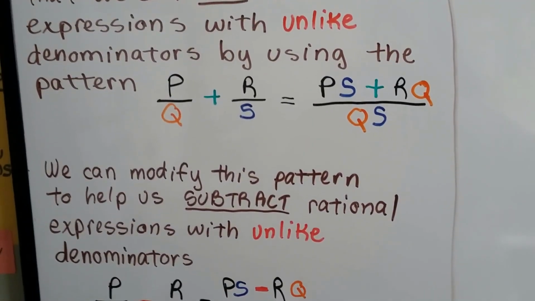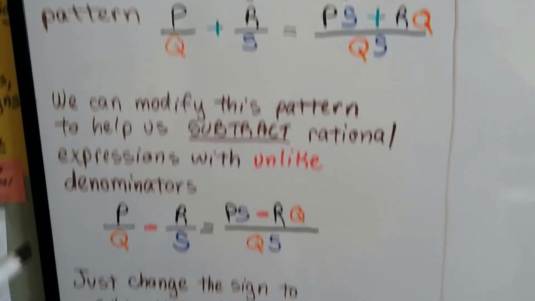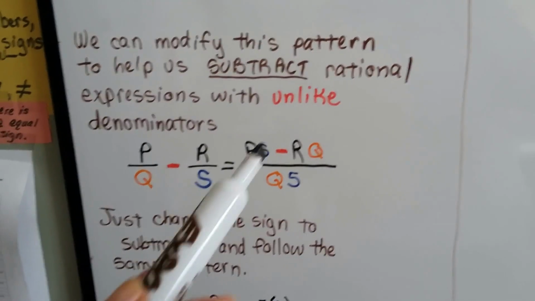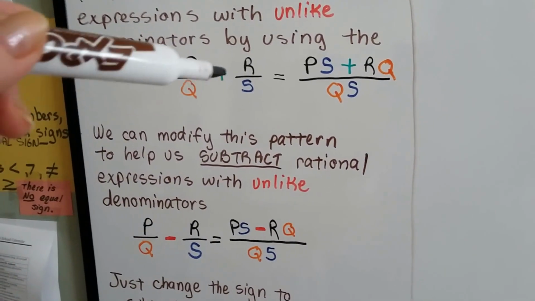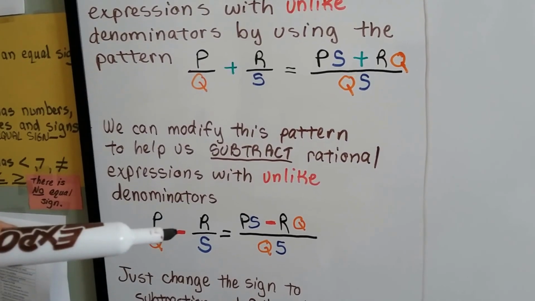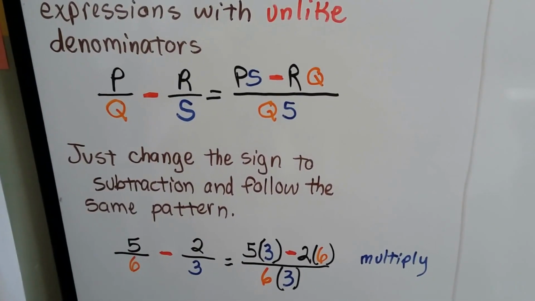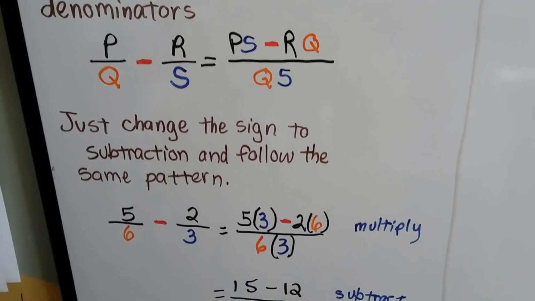We can modify this pattern to help us subtract rational expressions with unlike denominators. All we have to do is put a minus sign there. See? It's the only difference between them. This one's plus because we're adding unlike denominators, and this one's subtract because we're subtracting unlike denominators. We just change the sign to subtraction and follow the same pattern.